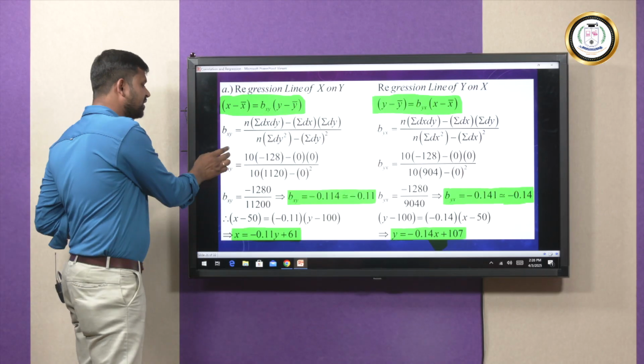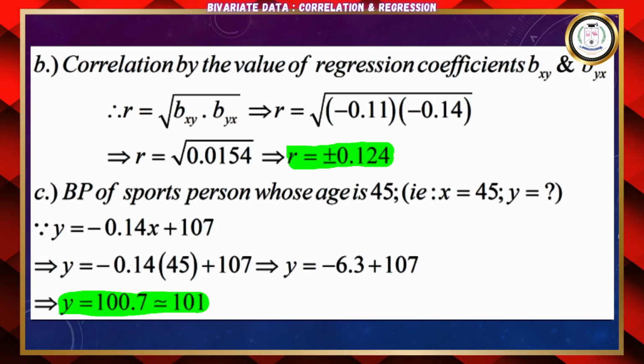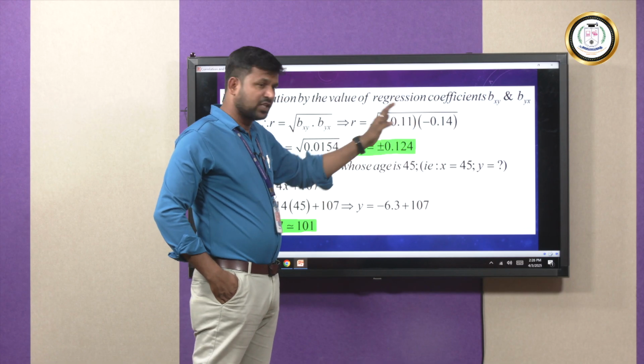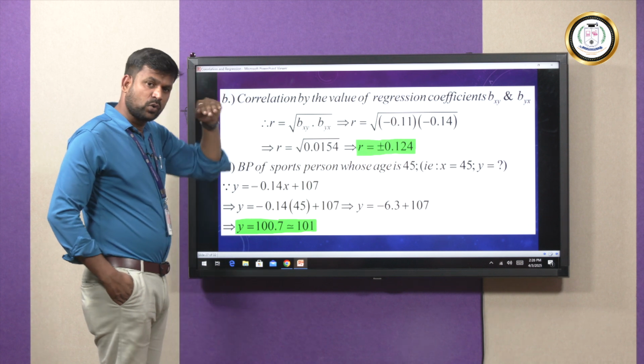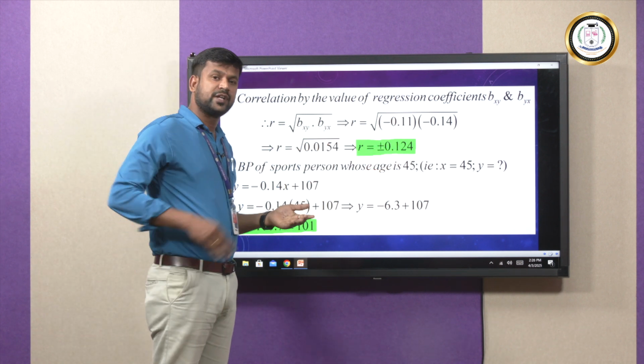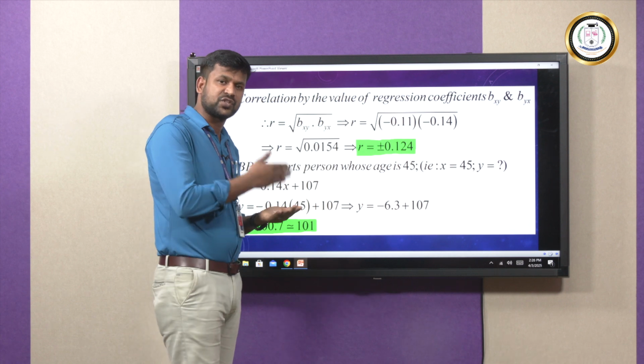Second one is, we are going to find the correlation using regression coefficient. So r equal to root of the multiplication of two regression coefficients. Minus minus will be plus, inside the root. Once you take the root outside, there will be plus or minus 0.124. So here the correlation coefficient is either positive or negative.